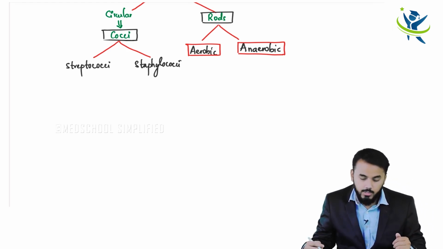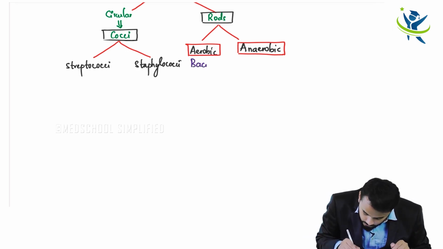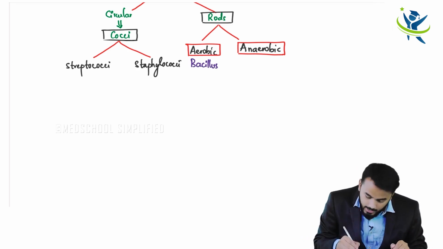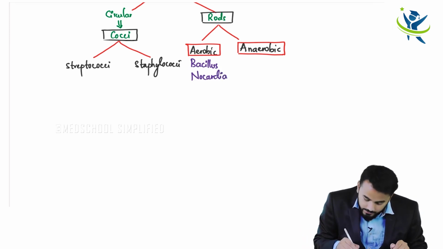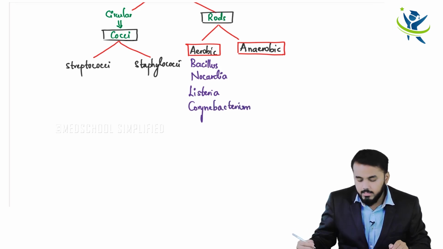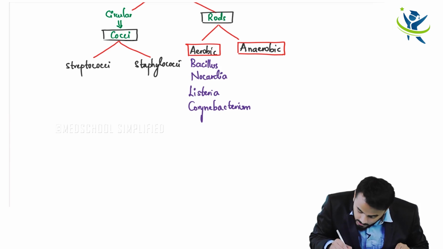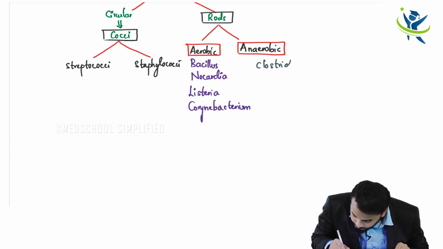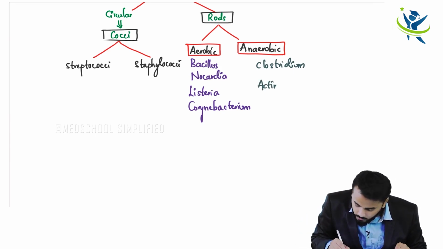Now, when it comes to the aerobic organisms, what are the examples you can give? One is Bacillus. Next is the Nocardia species. Next, Listeria monocytogenes. And finally, Corynebacterium. All of these are aerobic organisms. Now, the anaerobic organisms: we have our Clostridium species, and finally we have Actinomyces.